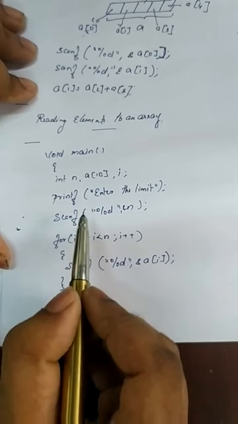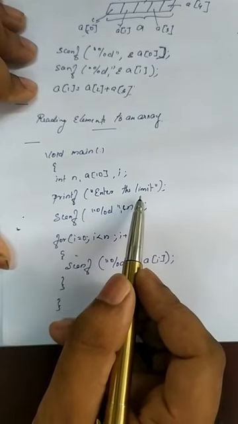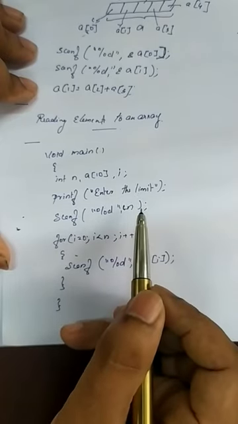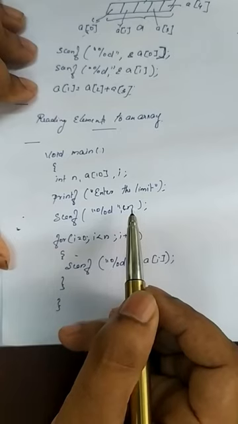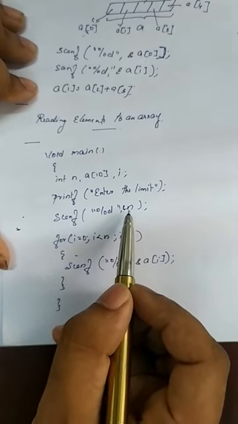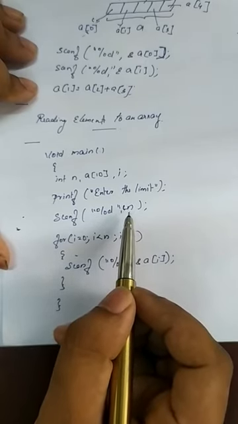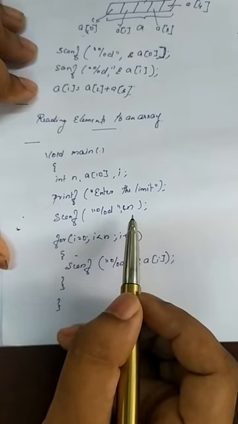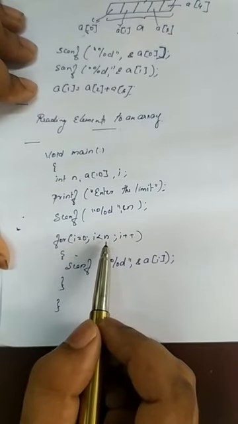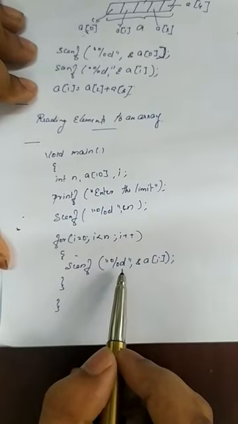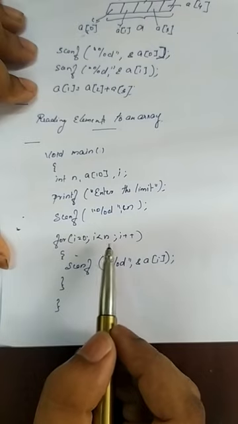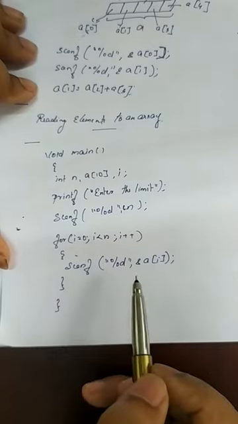Here I am asking the user to give the limit, or the size of the array. So I am writing printf enter the size of the array, and the given value is stored in n. So n will be holding the size of the array. As we saw in the last program, I am writing the for loop: for i equal to 0, i less than n, where n is the size, i plus plus, and scanf %d, address of a of i. Since we are assuming that n is less than or equal to 10, this will work.